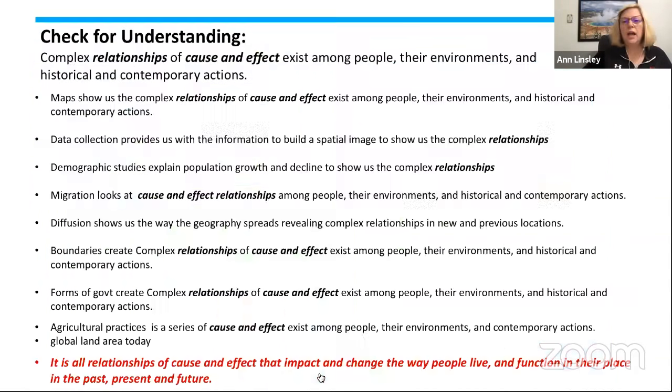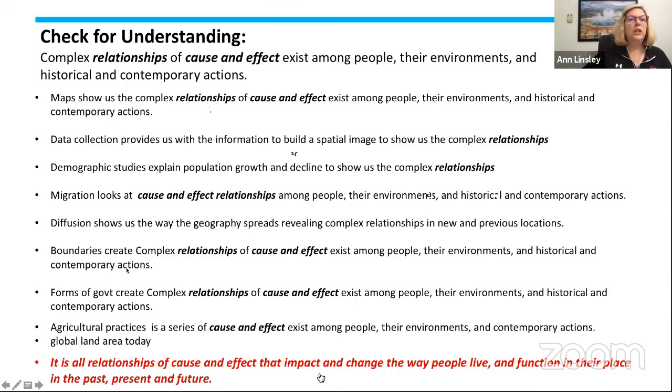Okay. All right. So to check for understanding, we go back through all those topics again. Maps cause relationships. Data collection helps to show us those relationships. Demographic studies help us to understand those relationships. Migration is a cause and effect relationship.